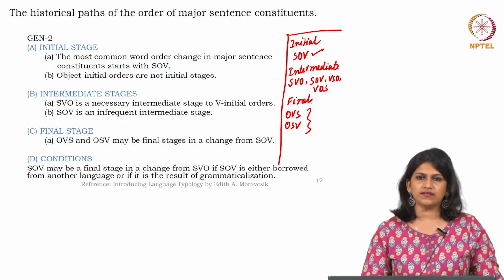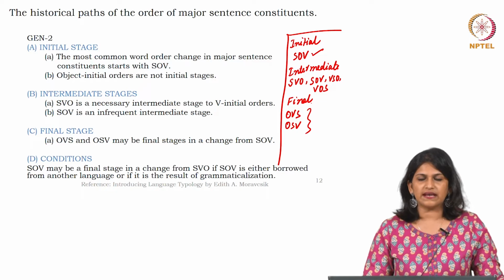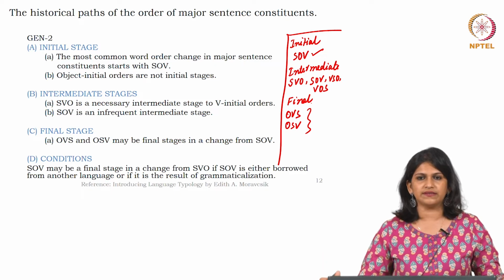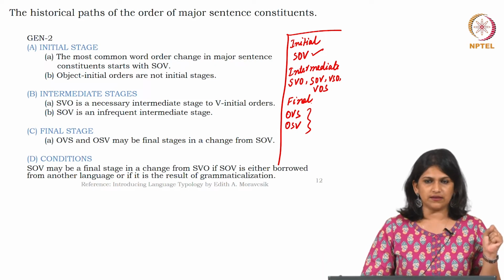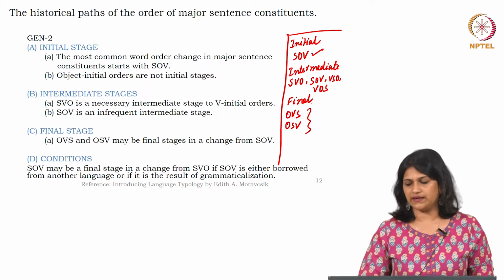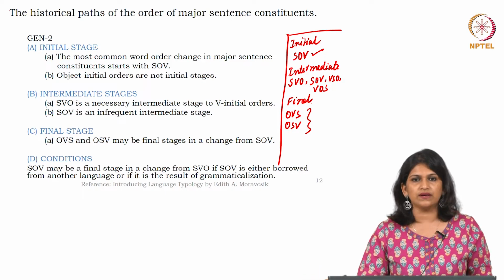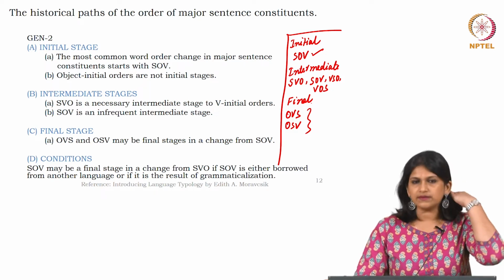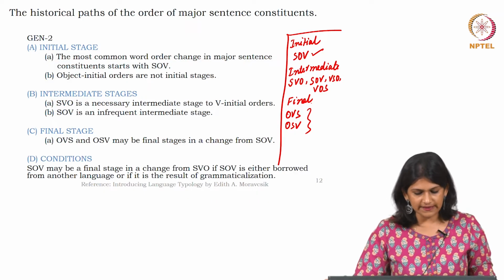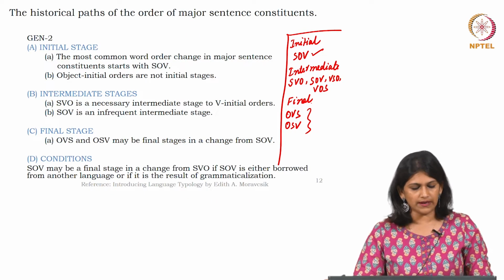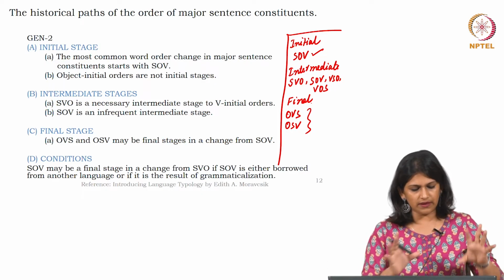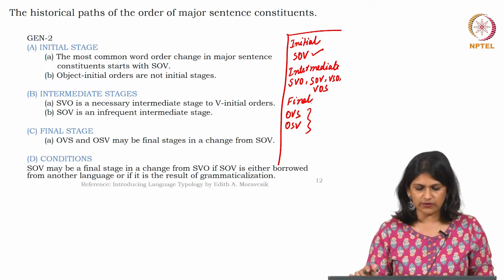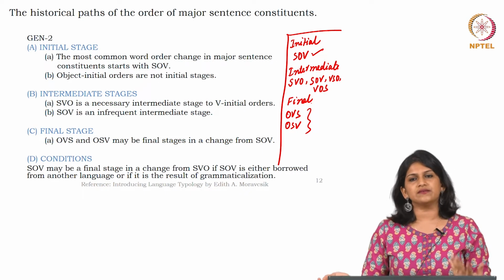And then comes the question, what could be the possible conditions for which we have these kinds of word order? This is the frequency. One particular word order has the maximum frequency, and then OSV and OVS have the minimum frequency. So, what could have been the possible reasons for it? The reason could be that SOV may be a final stage in change from SVO, if SOV is either borrowed from another language or is the result of grammaticalization.